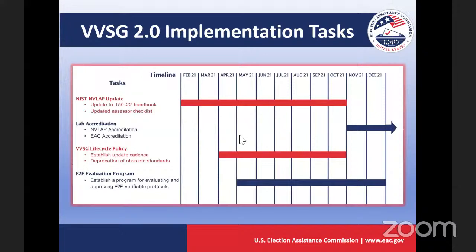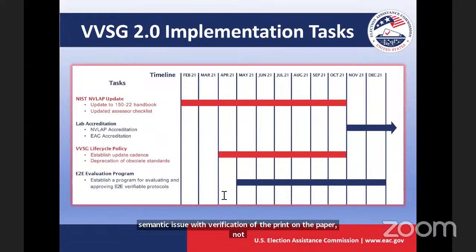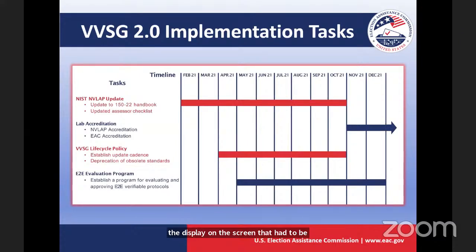So this is Diane again. I'll take a look and see if I can read through it. So it sounds like what you're saying is the way the previous standards were, in my opinion, misinterpreted had to do with the definition of casting a paper ballot. Was there some other semantic issue with verification of the print on the paper, not the display on the screen, that had to be clarified also? So this time around, if anything ever gets submitted to 2.0, we actually get verification of the actual ballot, the print on the ballot, not the display on the screen.